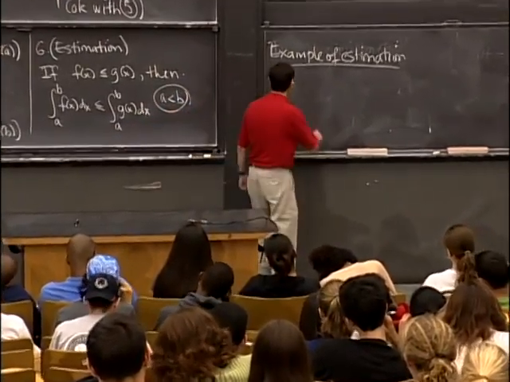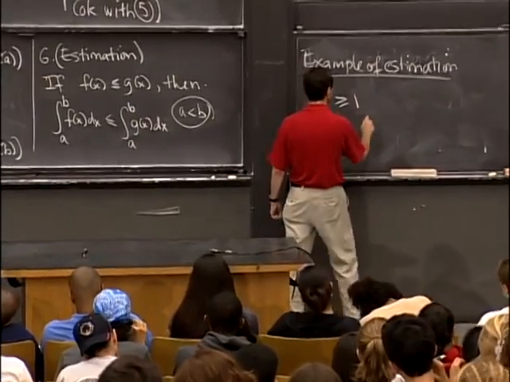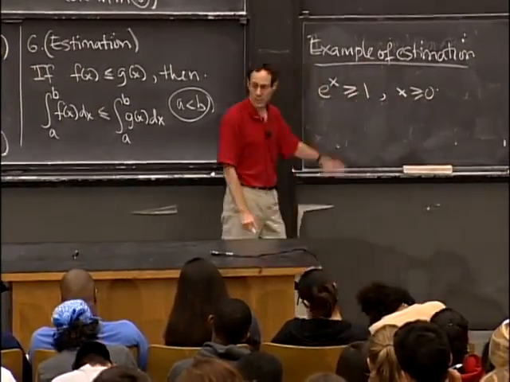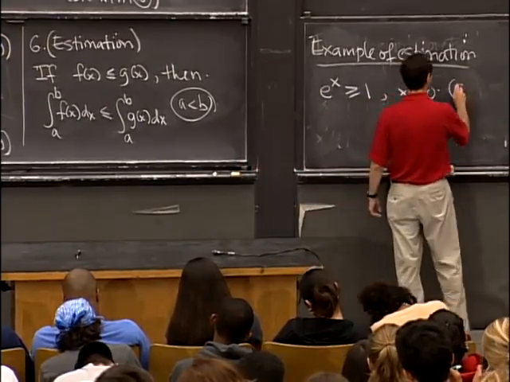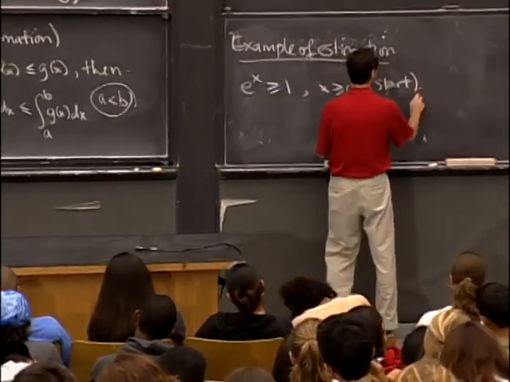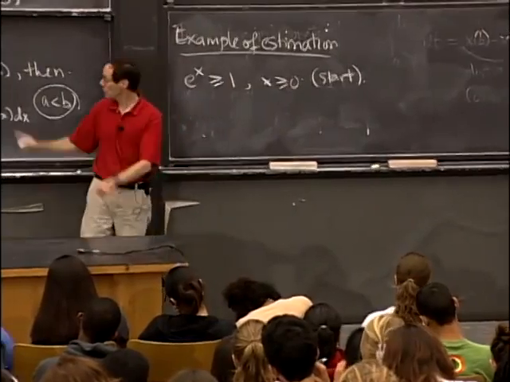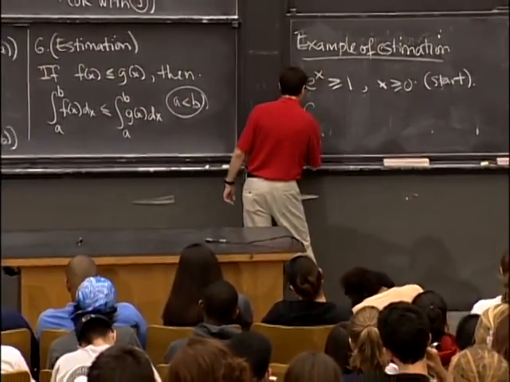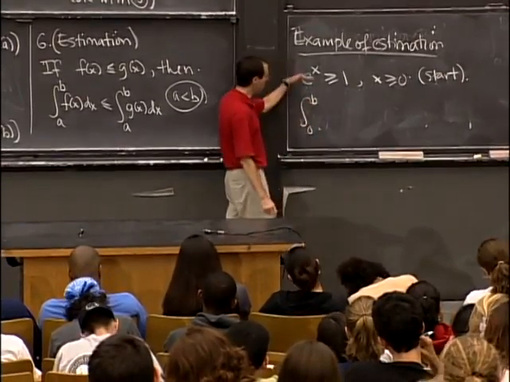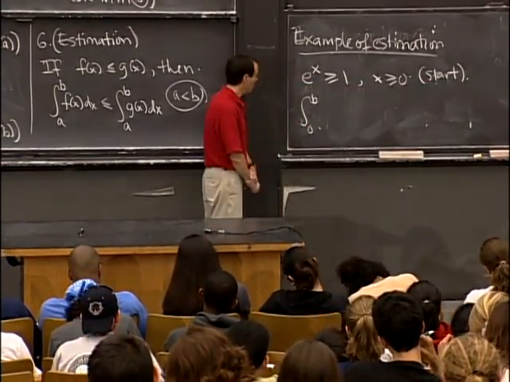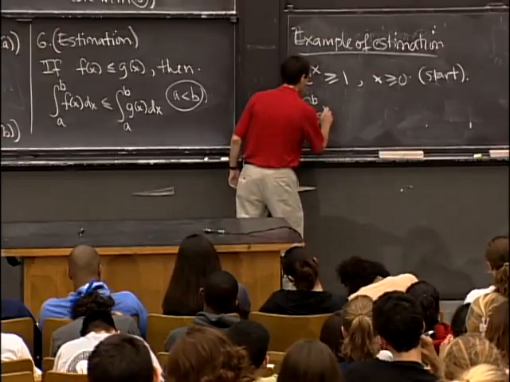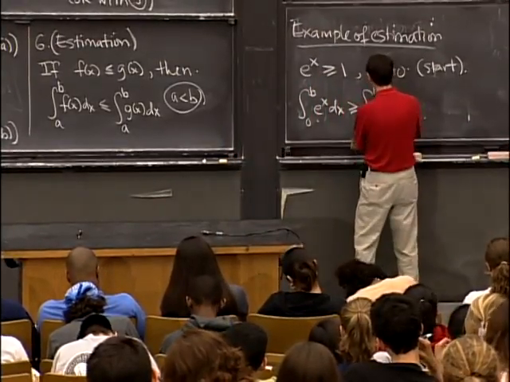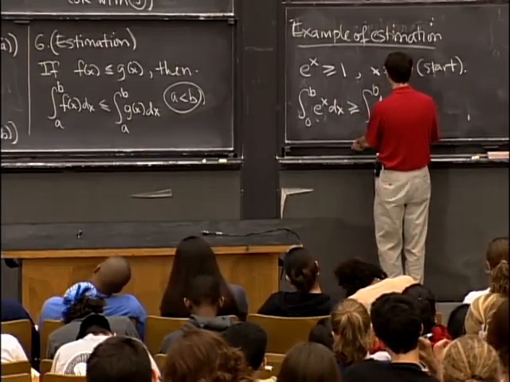The inequality that I want to take is that e to the x is greater than or equal to 1 for x greater than or equal to 0. That's going to be our starting place. And now I'm going to integrate it. That is, I'm going to use estimation to see what that gives. Well, I'm going to integrate, say, from 0 to b. I can't integrate below 0 because it's only true above 0. This is the integral of e to the x dx greater than or equal to the integral from 0 to b of 1 dx.